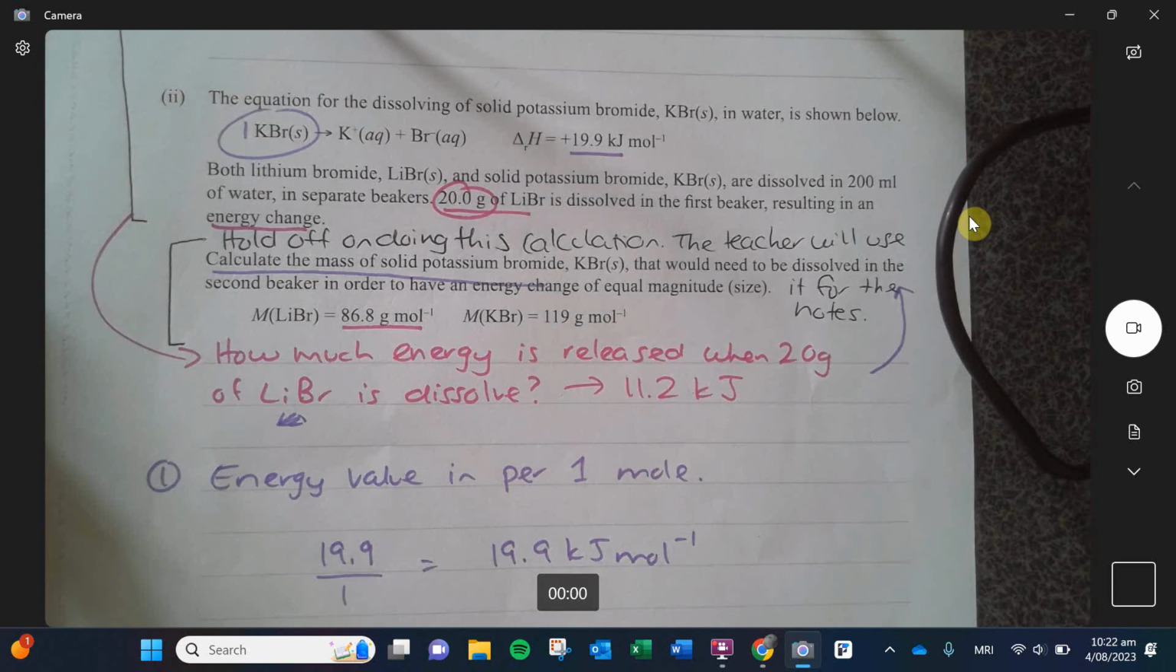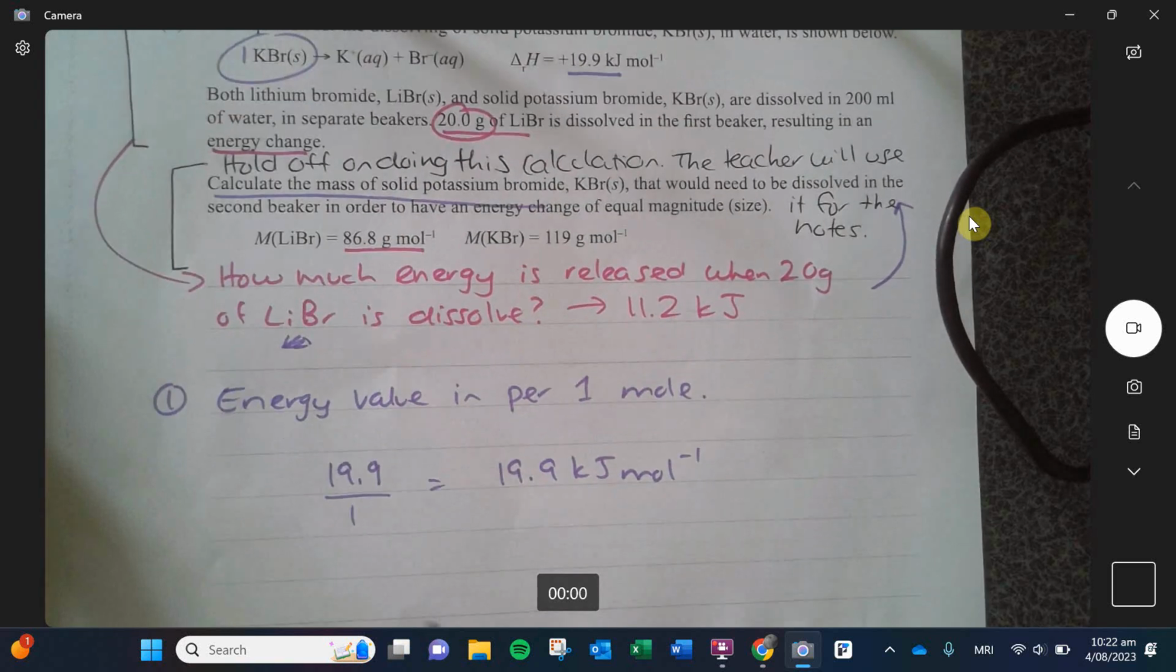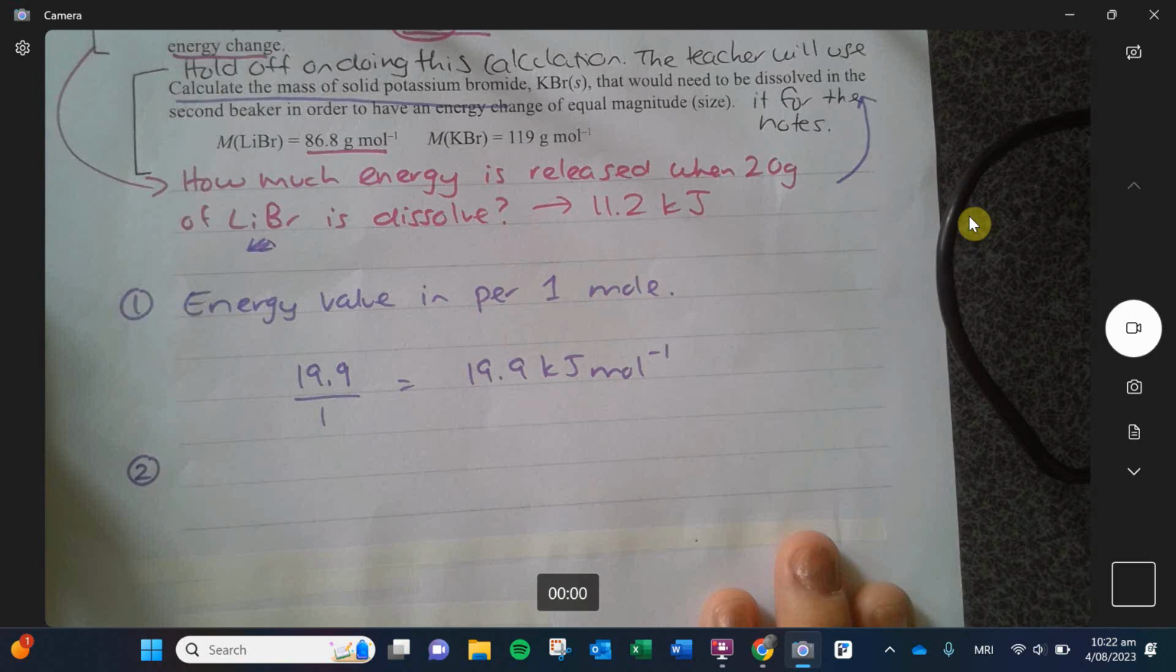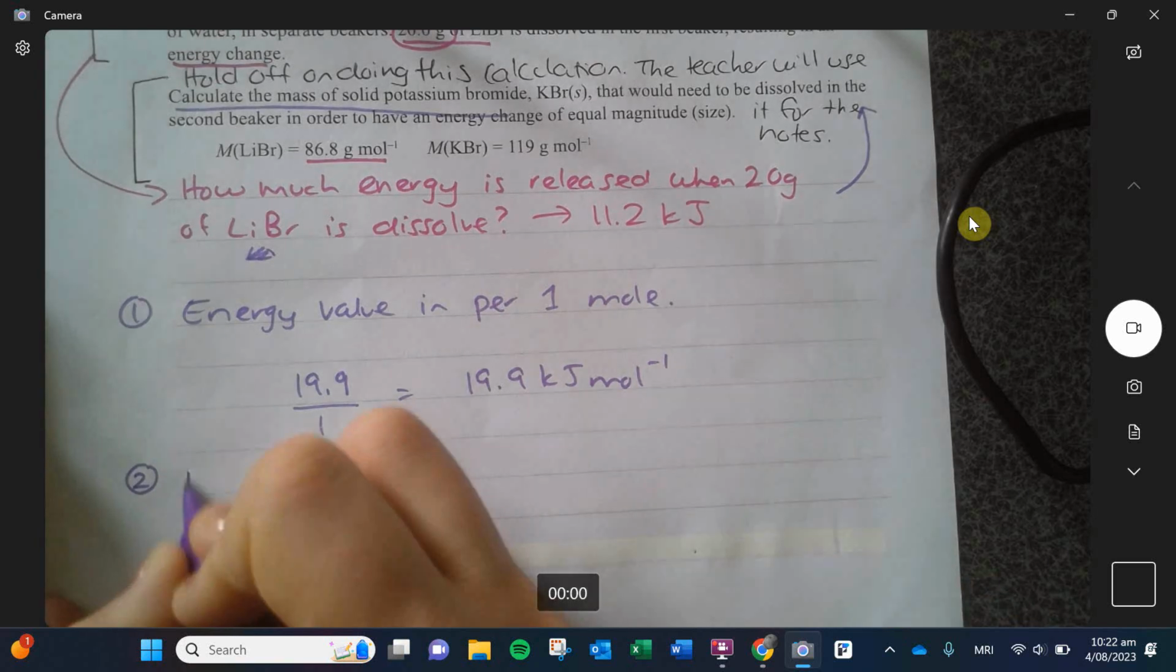Are we okay with that so far? So basically it's similar to what you were doing before, it's just in a different order. So divide it by that so that way we can figure out per mole. Second step then is I want to figure out how many moles I need to release or absorb that energy.